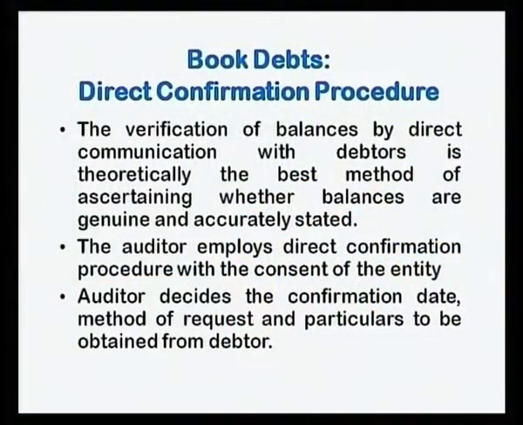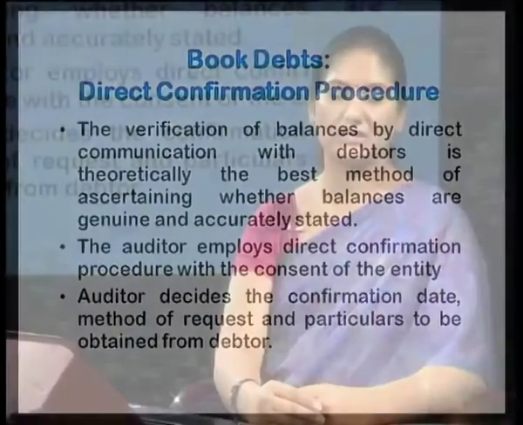The verification of balances by direct communication with the debtors is theoretically the best method of ascertaining whether balances are genuine and accurately stated. The auditor employs the direct confirmation procedure with the consent of the entity. The auditor decides the confirmation date, method of request, and particulars to be obtained from the debtor.